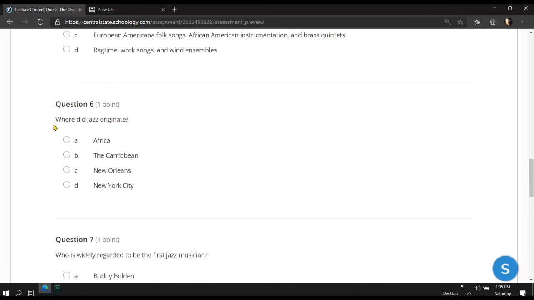Question 6. Where did jazz originate? A. Africa, B. The Caribbean, C. New Orleans, or D. New York City. The answer is C. Jazz originated in New Orleans.